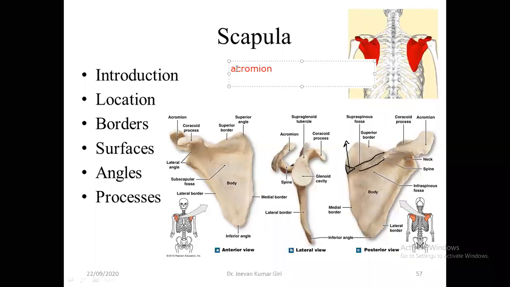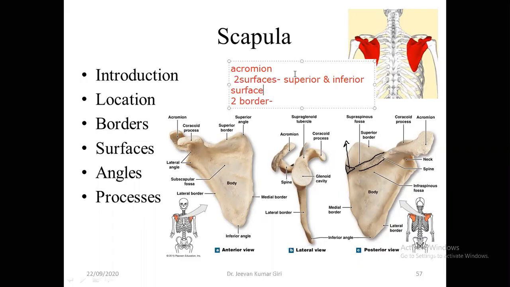So the acromion continues posteriorly with the spinous process only, so they are attached only. Okay. So now it has got two surfaces and two borders. The two surfaces are the superior and inferior surface. Then the two borders are the medial and lateral border.